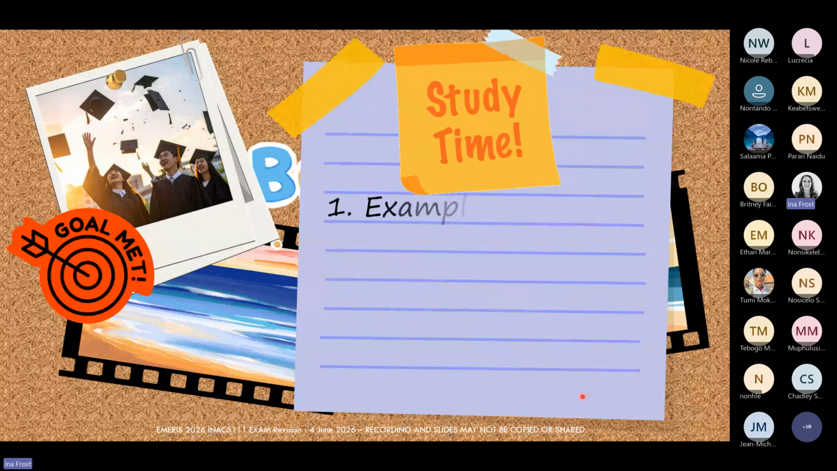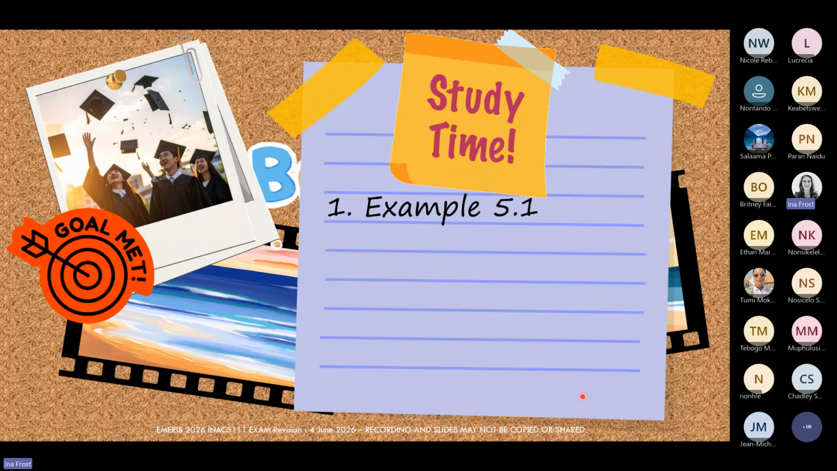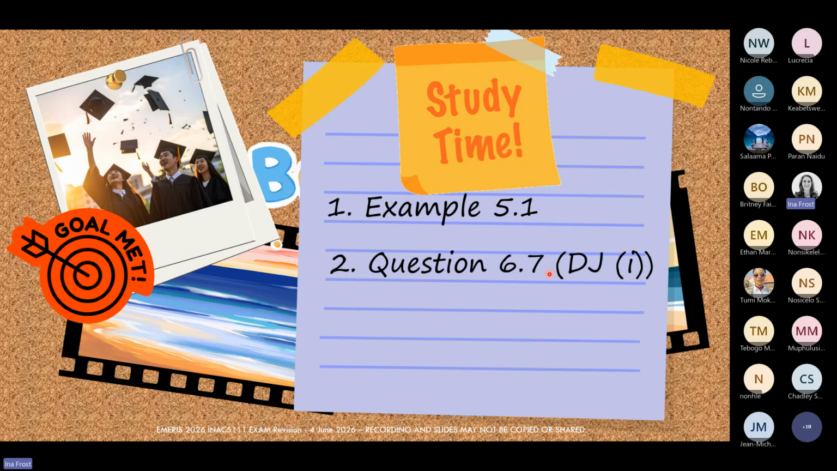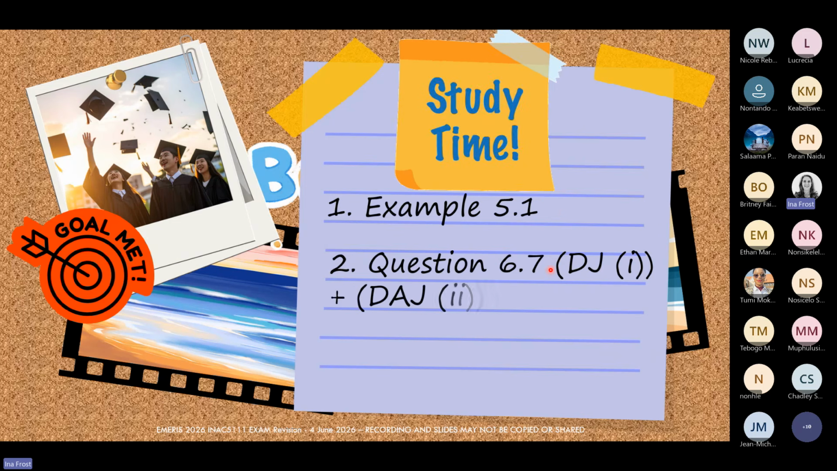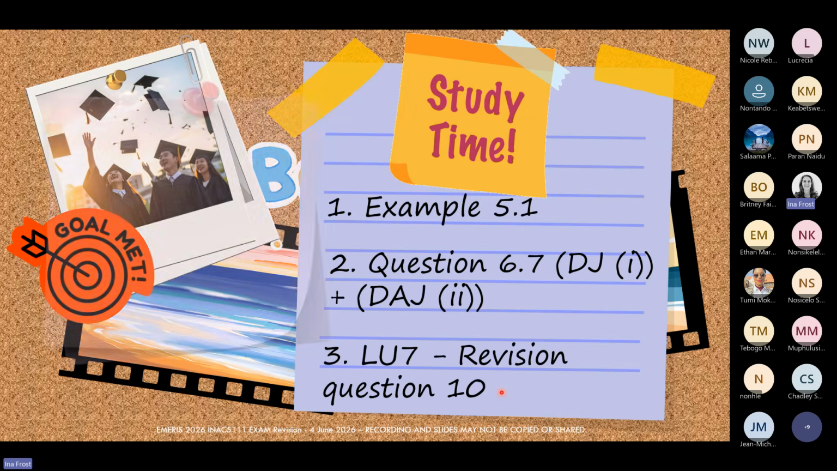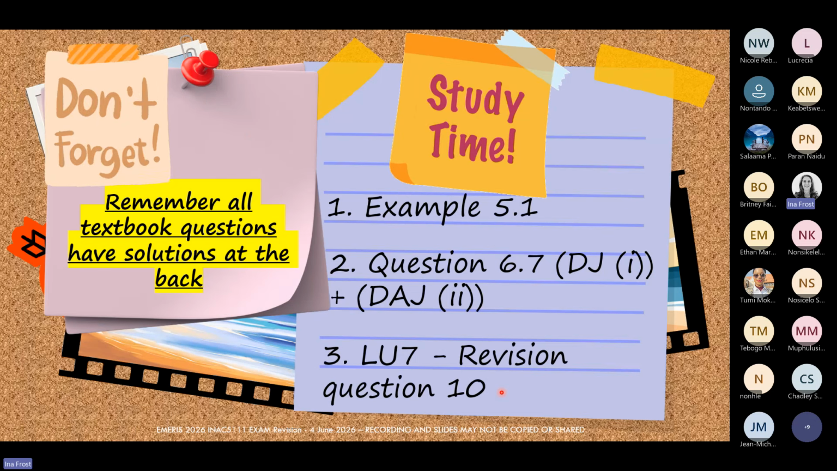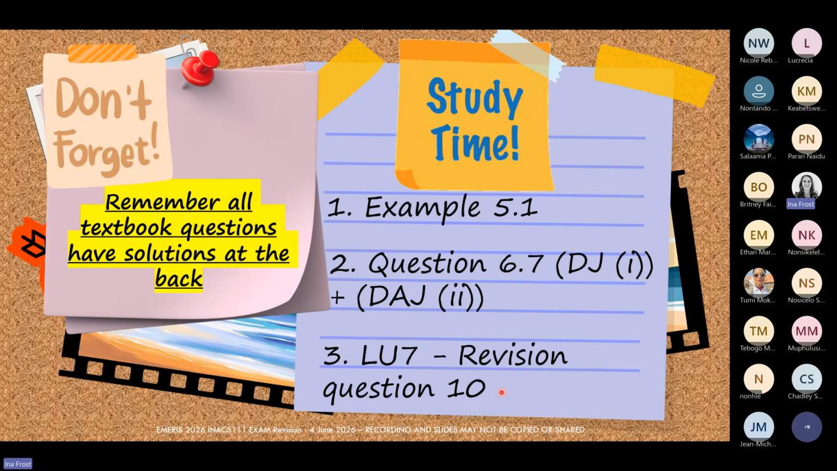If you want to do more revision on your debtors and debtors allowances journal, again, there's example 5.1. But there's also question 6.7 that will give you a debtors and debtors allowances journal. And then in those revision questions, there's revision question number 10. And once you've practiced the questions, then you can go back to the back of your textbook and you can go and mark your answer against the ones provided.